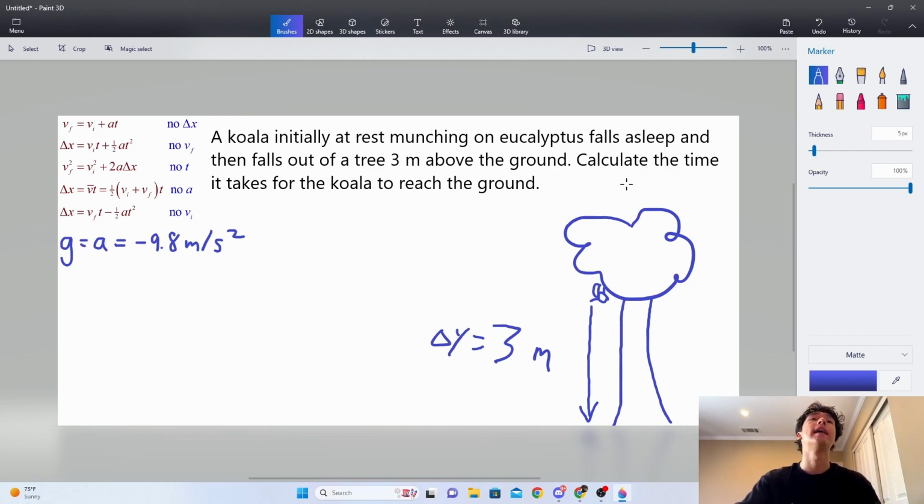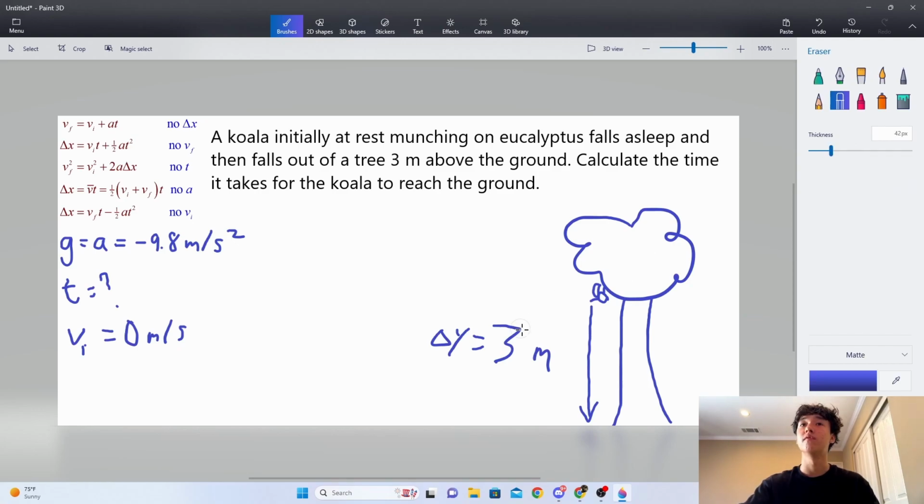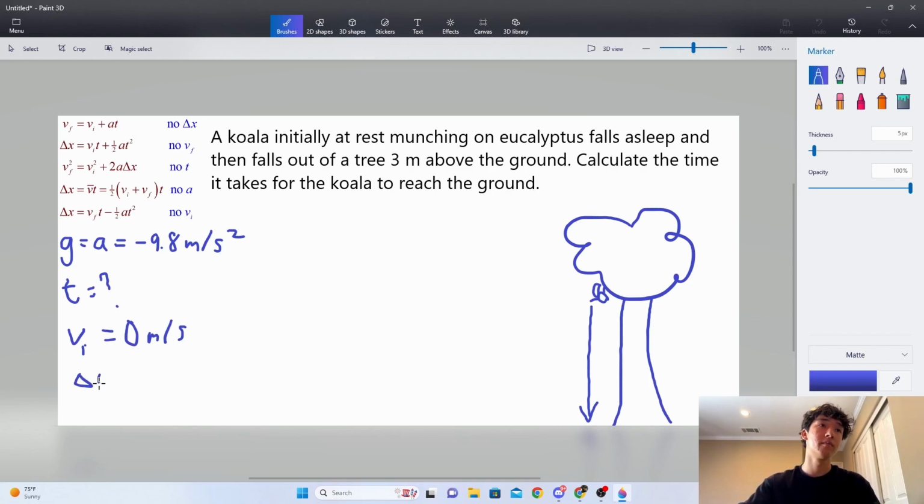So let's see. Calculate the time it takes for the koala to reach the ground. Well, we do not know time, but it's initially at rest, which means that our initial velocity is 0 meters per second. So now that we have all this information, I'm going to move this change in y equal to 3 over here. So now what do we need to do? We need to find something that doesn't use v of f. We don't know what final velocity is, so we're going to use that exact same equation, except we're going to put it in terms of y.